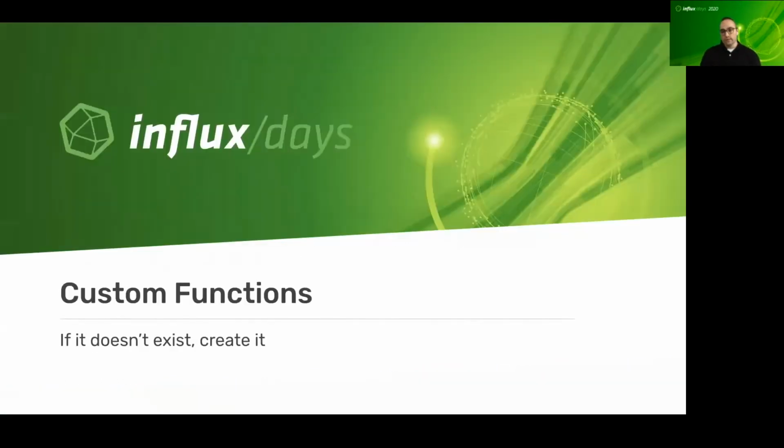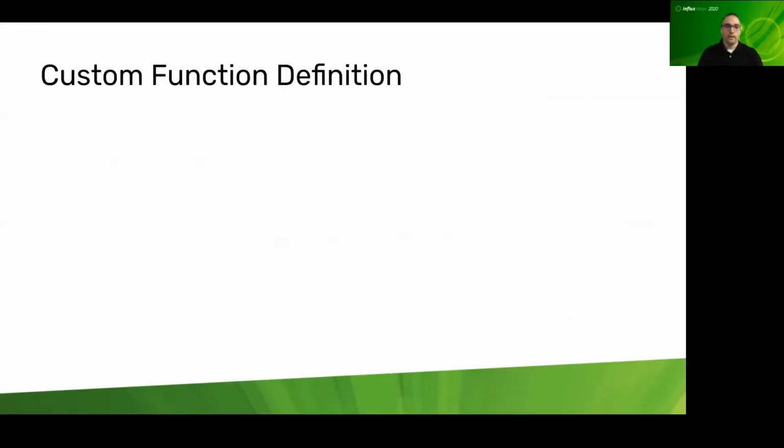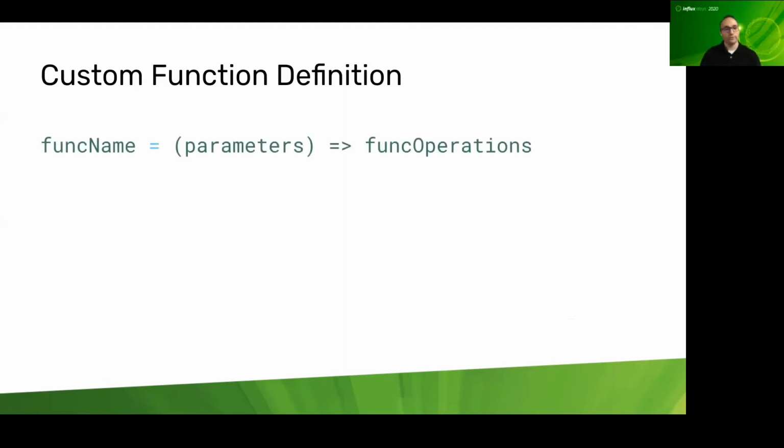So, custom functions. This is honestly one of my favorite things to do in Flux, is to build things that don't exist. I am able to do things with Flux that I could never do with InfluxQL or SQL. When it comes to defining a custom function, the syntax is pretty basic. And if you're familiar with JavaScript at all, this will seem really familiar to you as well. Essentially you define the function name, you then define a set of parameters and defaults if they have them, and then you define the function operations.